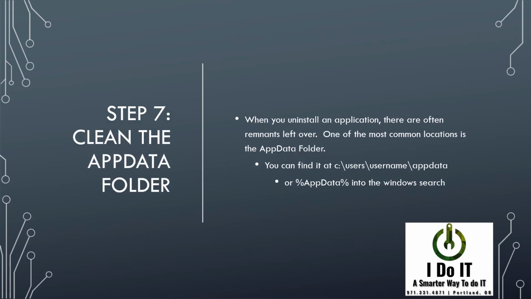Step 7, clean the APPDATA folder. When you uninstall an app, you'll often find remnants of its presence all around your machine. One of the most common locations is the APPDATA folder. By default, the folder is hidden. You can find it at the location listed above or by typing %appdata% in the Windows search bar.